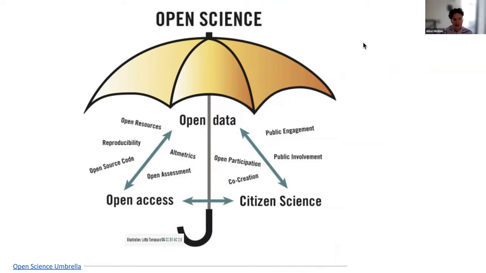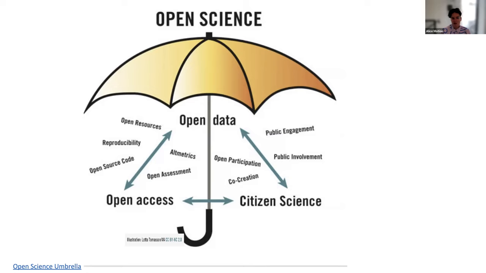Thanks, Libby. So this is an image that Libby and I are both big fans of, by Lotta Thomason. It shows the idea of this umbrella of open science as including different aspects, including open data, open access, and citizen science, and the interplay between the importance of each of those aspects. I know this is a topic familiar to this group, but some people in the broader community have quite different ideas about what open means, what open science is, what open access is, what open data is.